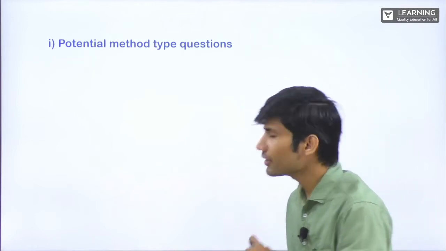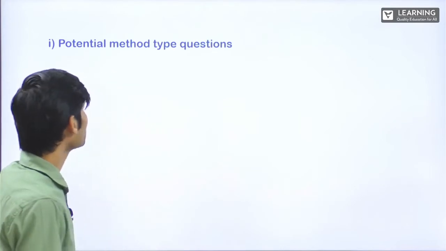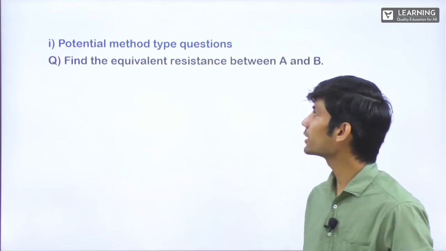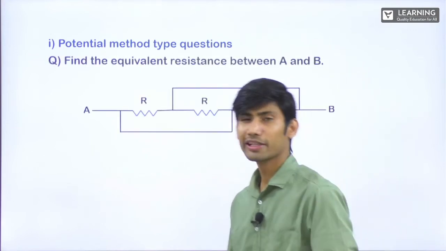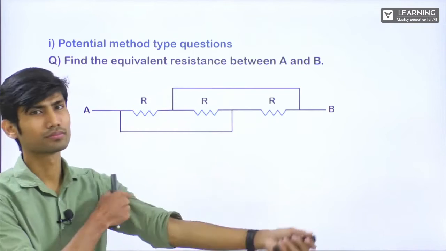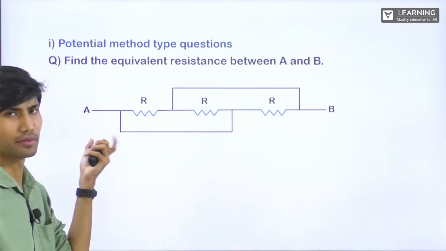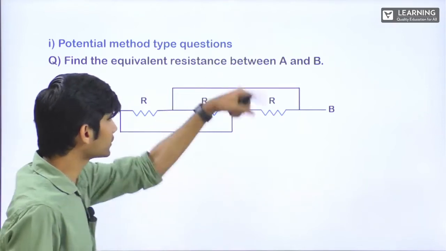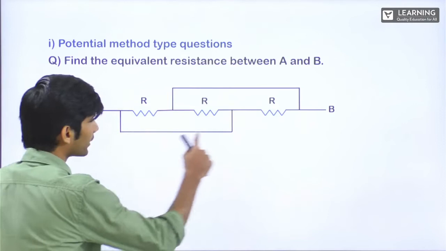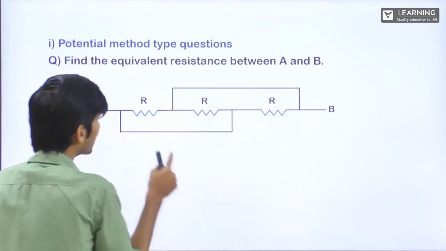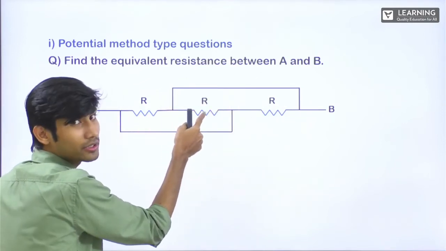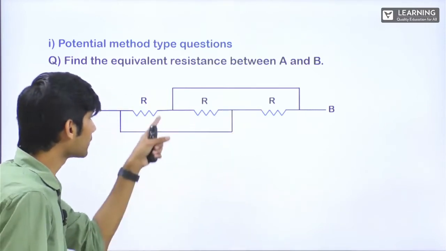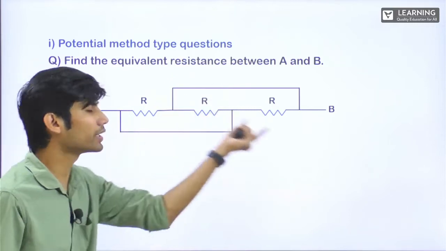Okay. Now first, potential method type questions. Sometimes when we see a circuit like this, can you tell whether it is in series or parallel? No, right? By just seeing like this, we cannot tell it. Because if I remove these wires, then they will be in series. But there is some wire like this, it is connected, like this, it is connected. The tail of this is not directly connected to the head of it. There is one more wire in the middle, right? Because of which we cannot tell them as series.